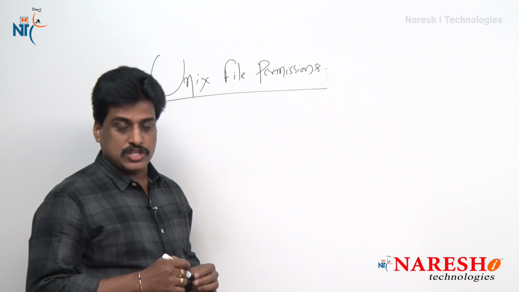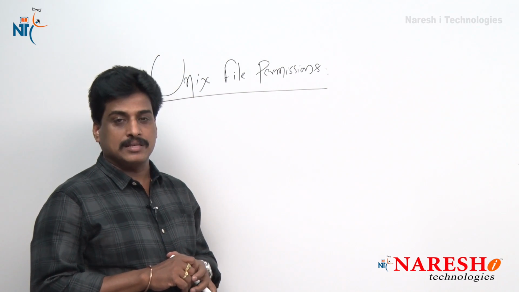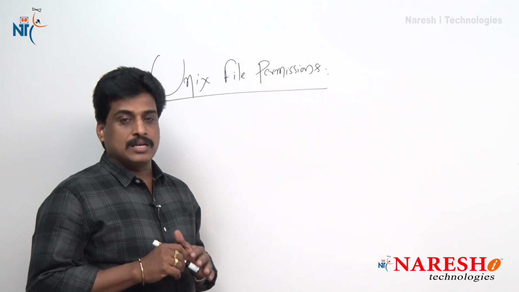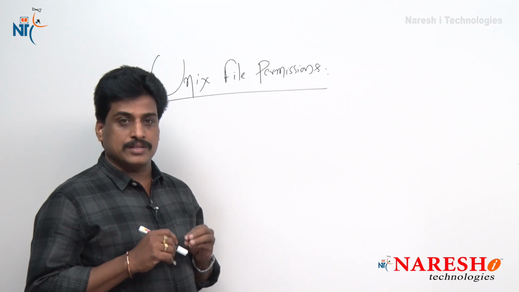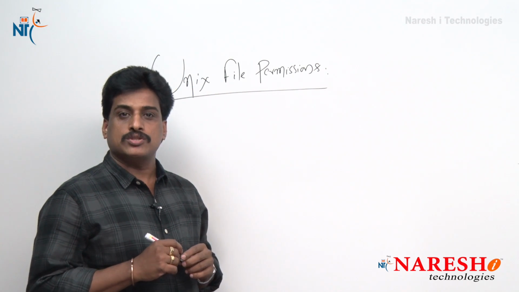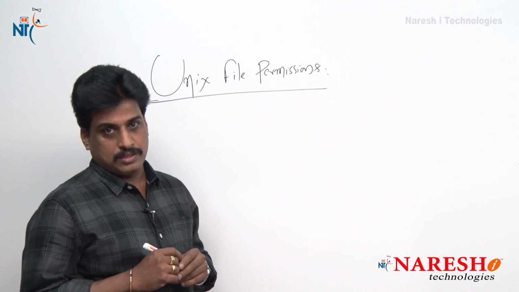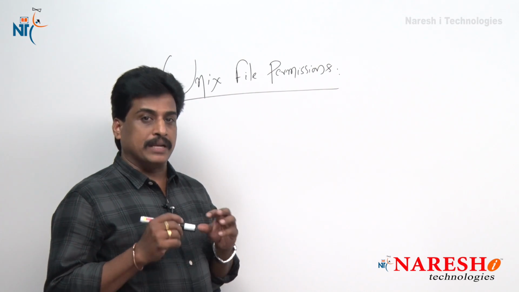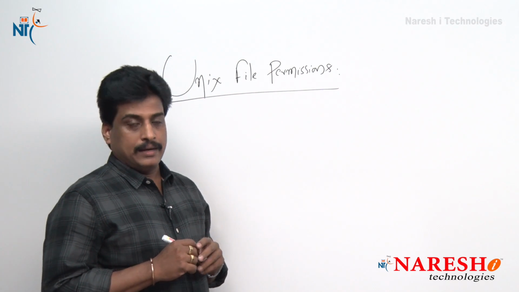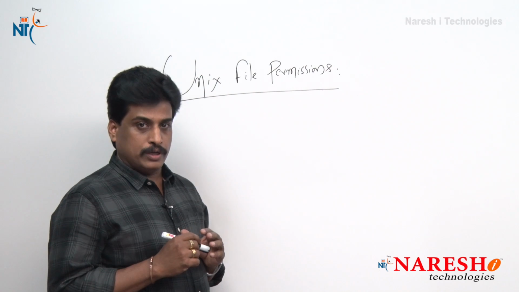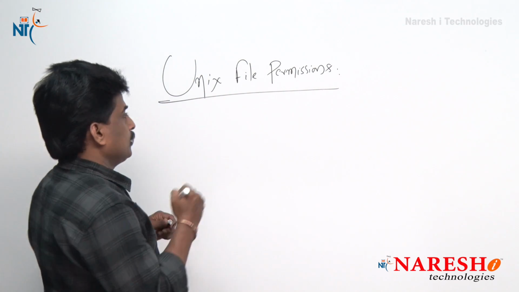We'll see another video session on Unix file permissions. What is a permission? It is nothing but accessibility. In the Unix operating system, to access a file, every user should have some permissions. By default, what are the permissions available, and how are we going to view these permissions? We can try to see.